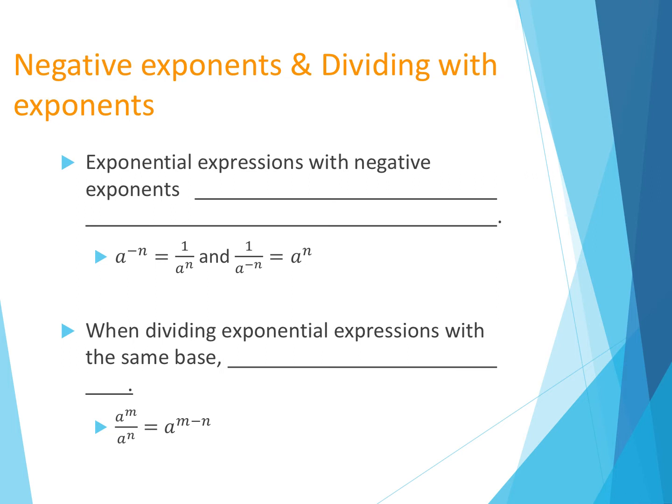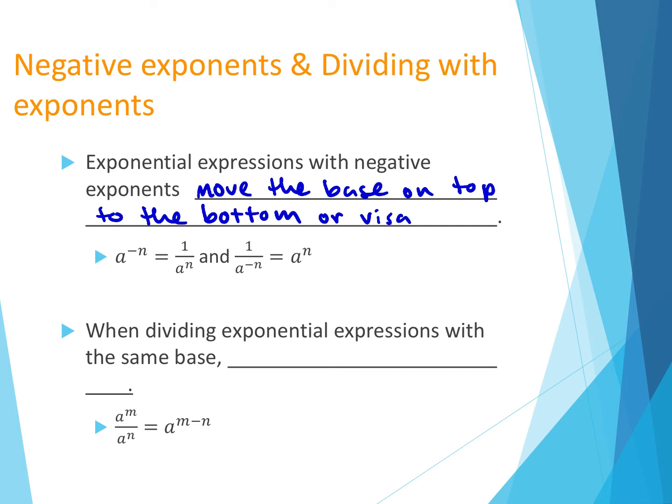In exponential expressions with negative exponents, we would move the base to the bottom. So move the base on top to the bottom. Or vice versa. So, meaning if the base was already on the bottom, we would move it to the top. And we make the exponent positive.